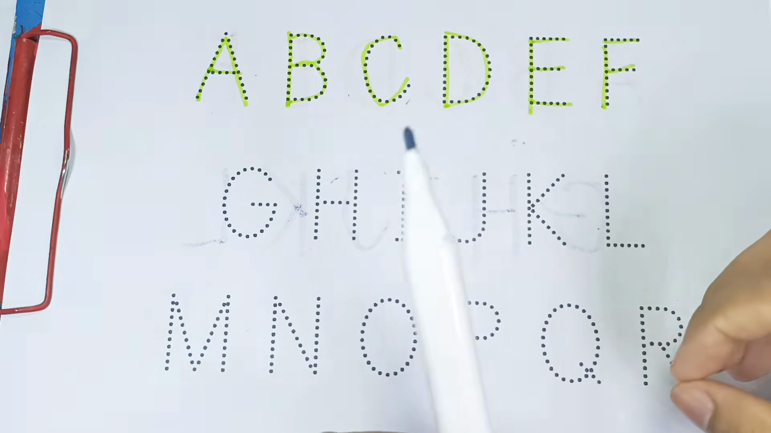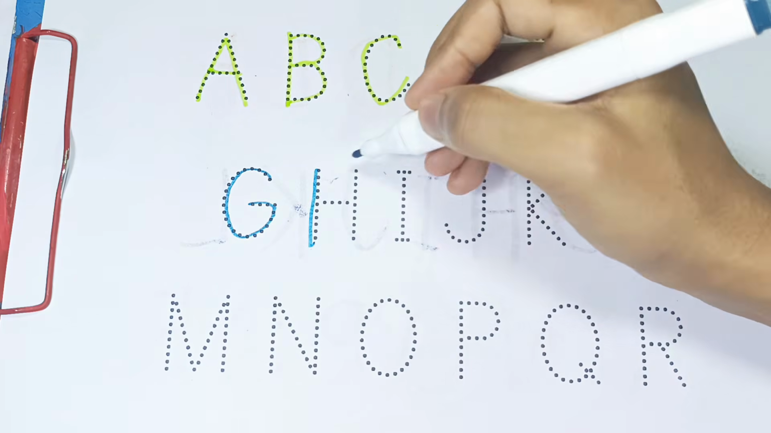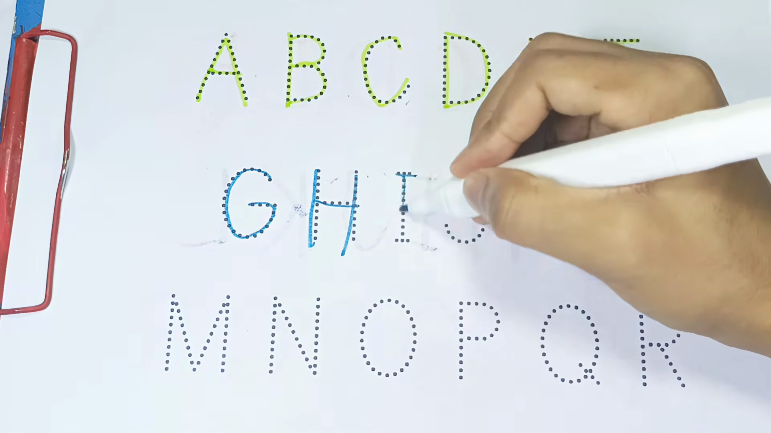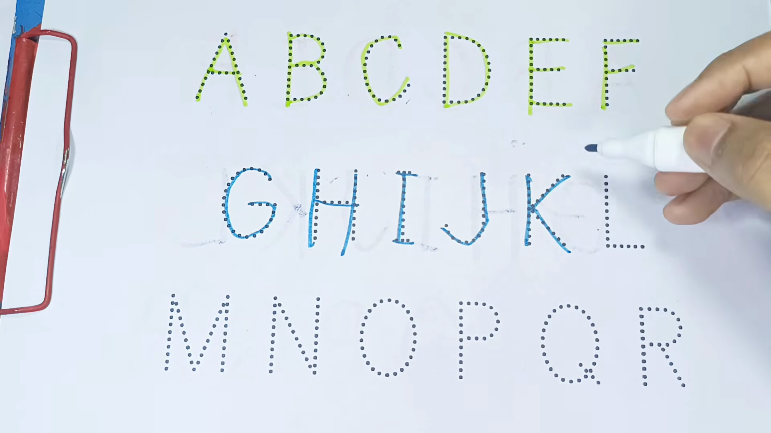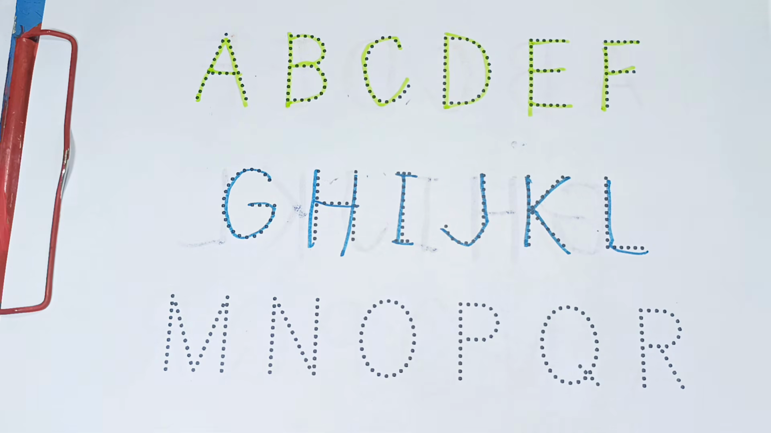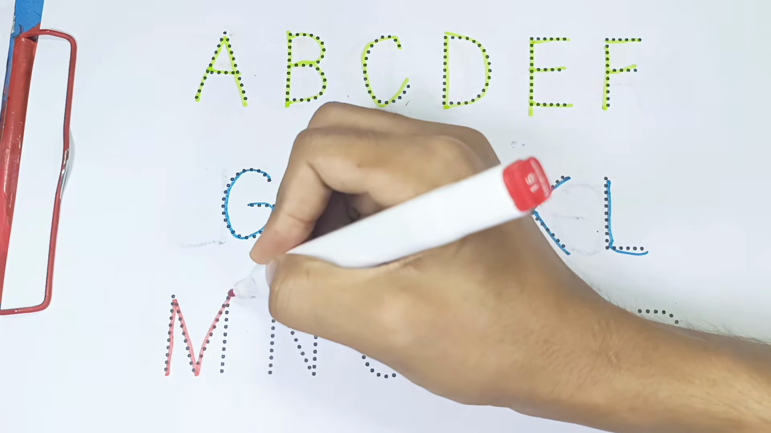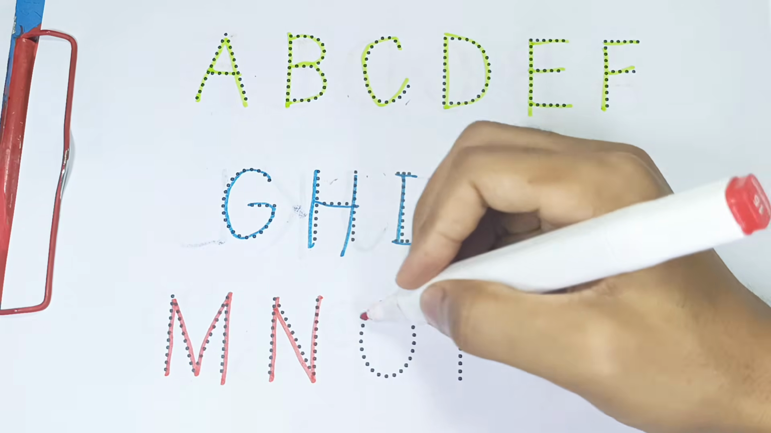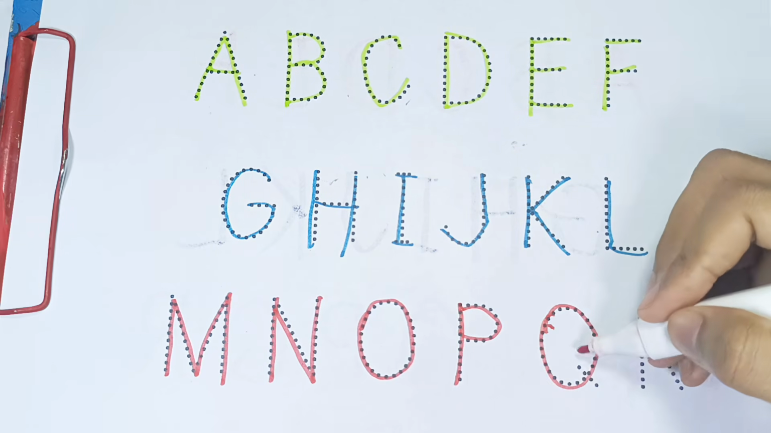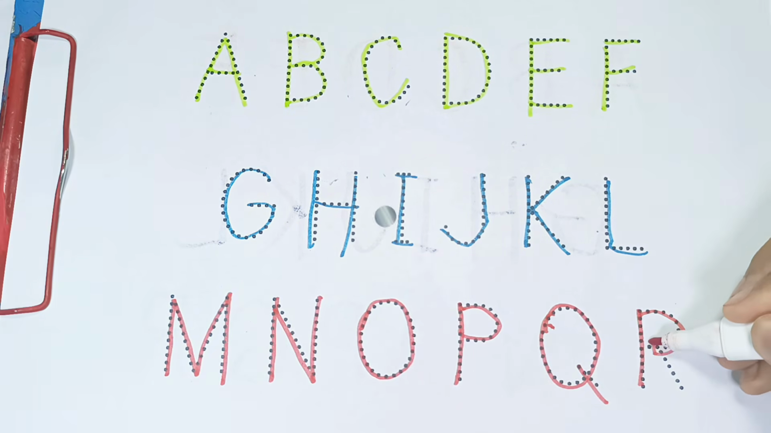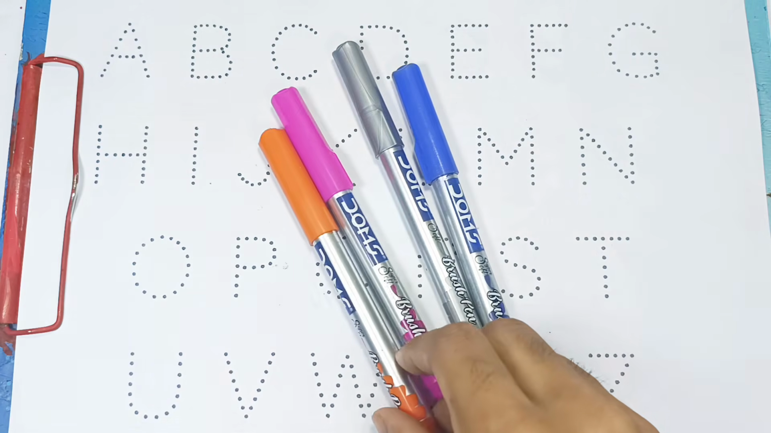So kids, now we're using the color of forest green. The alphabet of G. The next one is H. Now we're writing I, J, K, L, L for lemon, geranium color, M, N, O, P, Q, and the last one is R. Silver color, blue color, dark pink color, orange color.